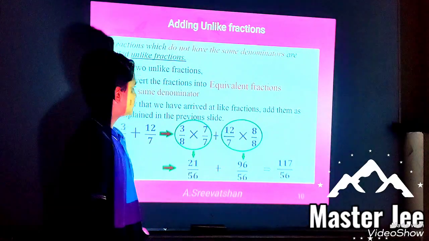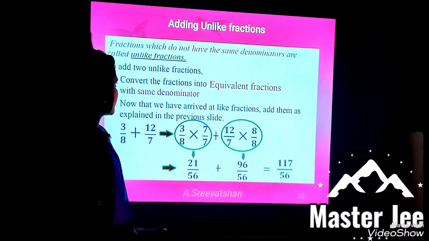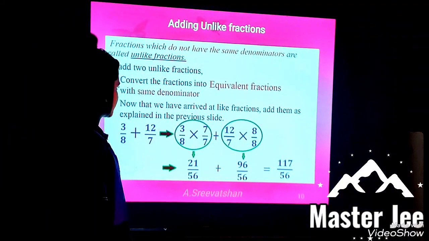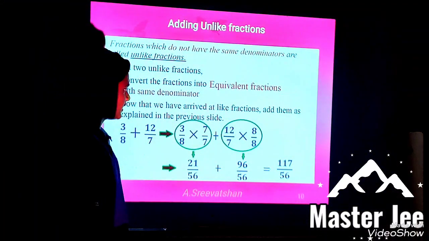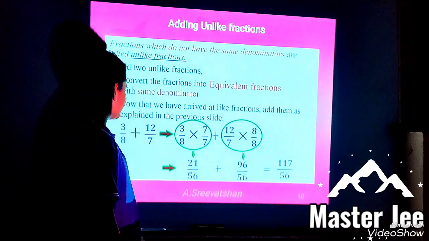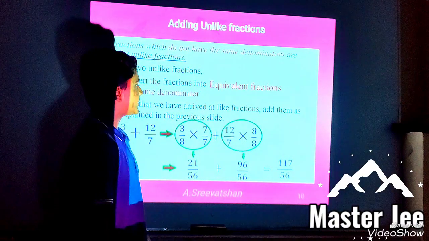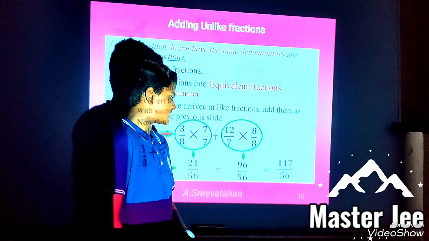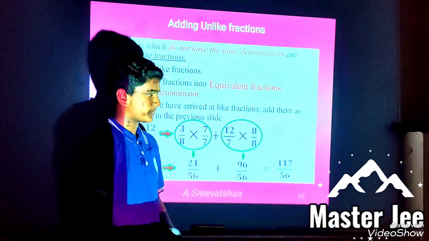Adding unlike fractions. Fractions which do not have the same denominators are called unlike fractions. To add two unlike fractions, convert the fractions into equivalent fractions with the same denominator. Now that we have arrived at like fractions, add them as explained in the previous slide. Here 3/8 plus 12/7 is equal to 3/8 times 7/7 plus 12/7 times 8/8, which gives you 21/56 plus 96/56, which results in 117/56.